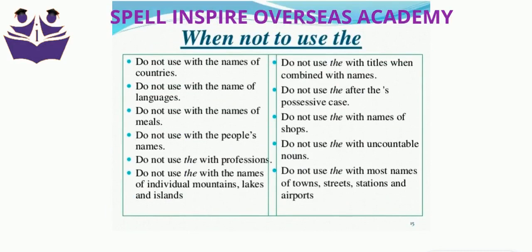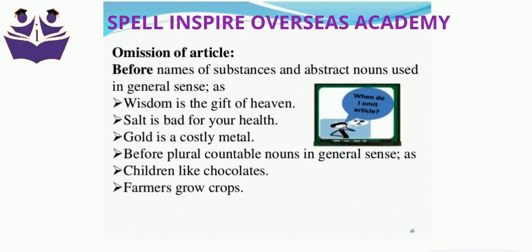Where not to use the? With the names of countries, languages, meals, people's names, professions, individual mountains, lakes and islands. You also have to omit the article before names of substances and abstract nouns used in a general sense. For instance, wisdom is the gift of heaven.